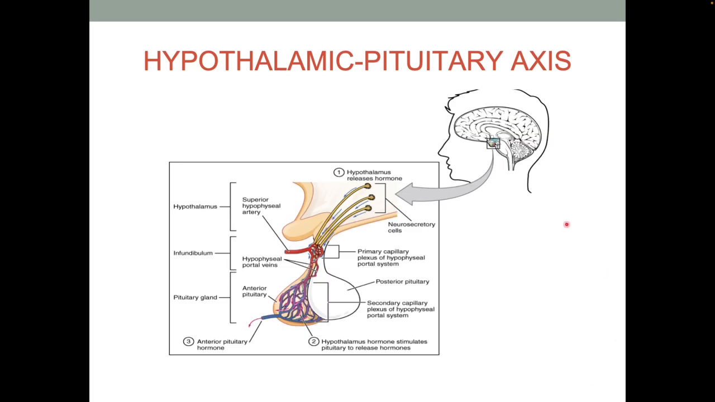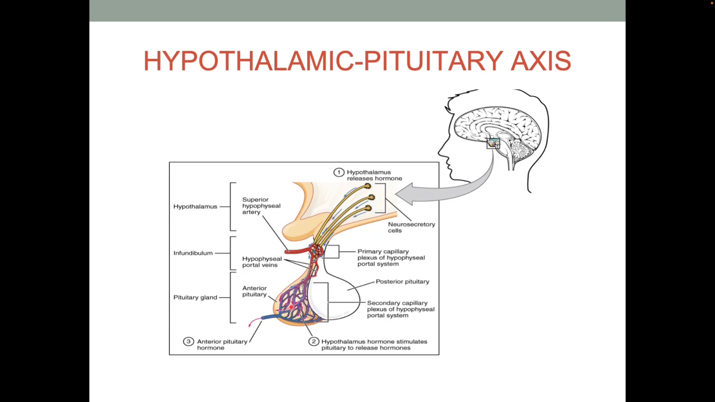So this is a cartoon. You can see here that we're zoomed into that pituitary gland, and then we're able to see the hypothalamus connected here to the pituitary gland by the infundibulum. And then we have the anterior pituitary gland and the posterior. It is important that you know which hormones are coming from where. So the posterior pituitary gland is responsible for secreting two hormones, ADH, or antidiuretic hormone, and oxytocin. All the other hormones we're going to talk about come from this anterior pituitary gland.